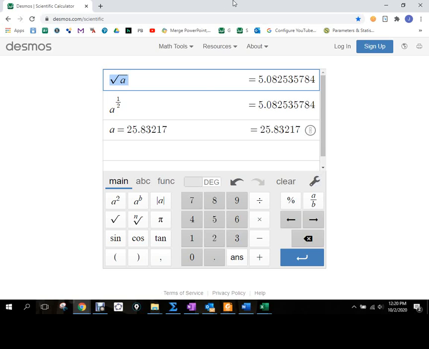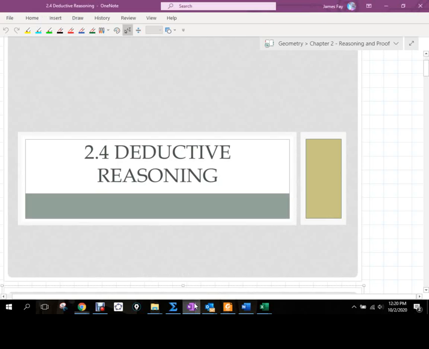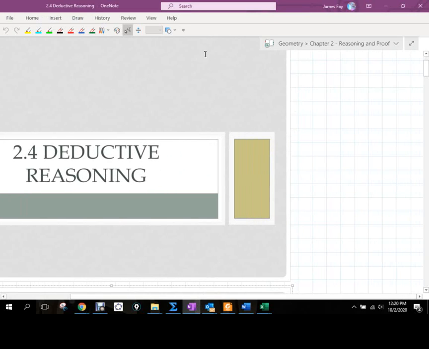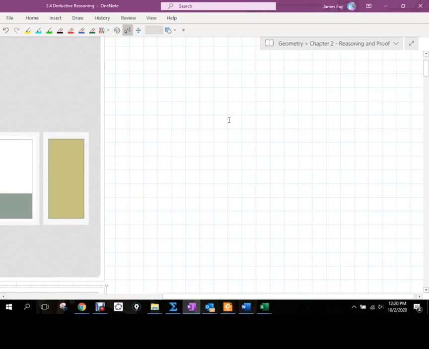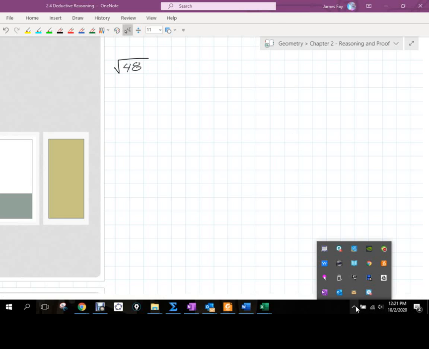Now, let's go a little bit further with this, because you guys have done this a little bit, or you should have done a little bit of this in algebra. If we have a square root, like let's say the square root of 48. Okay.